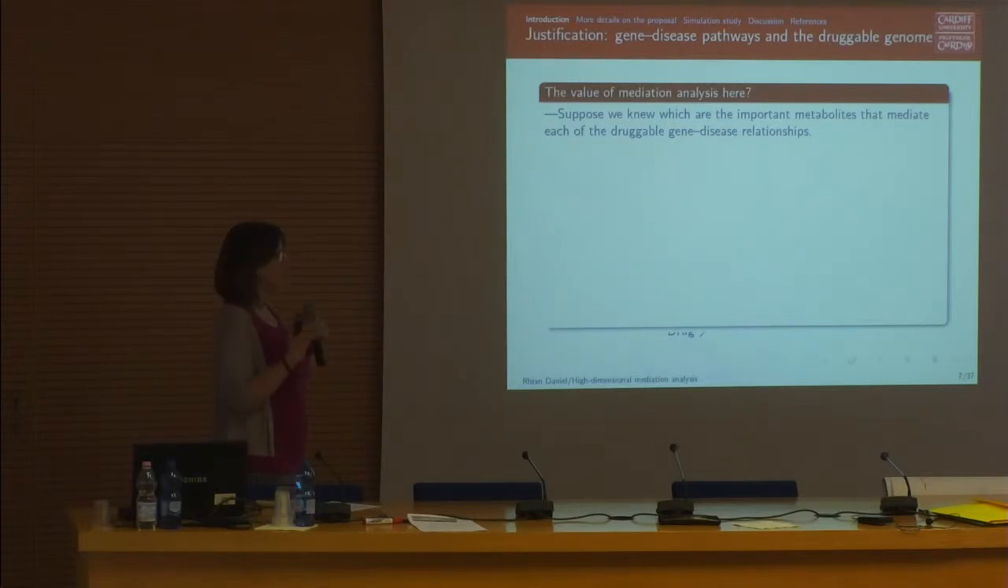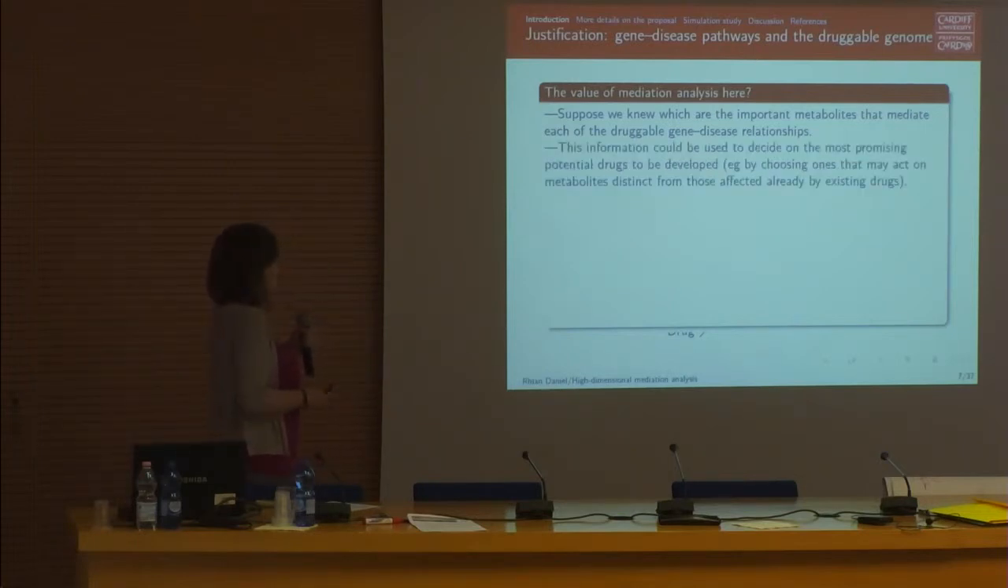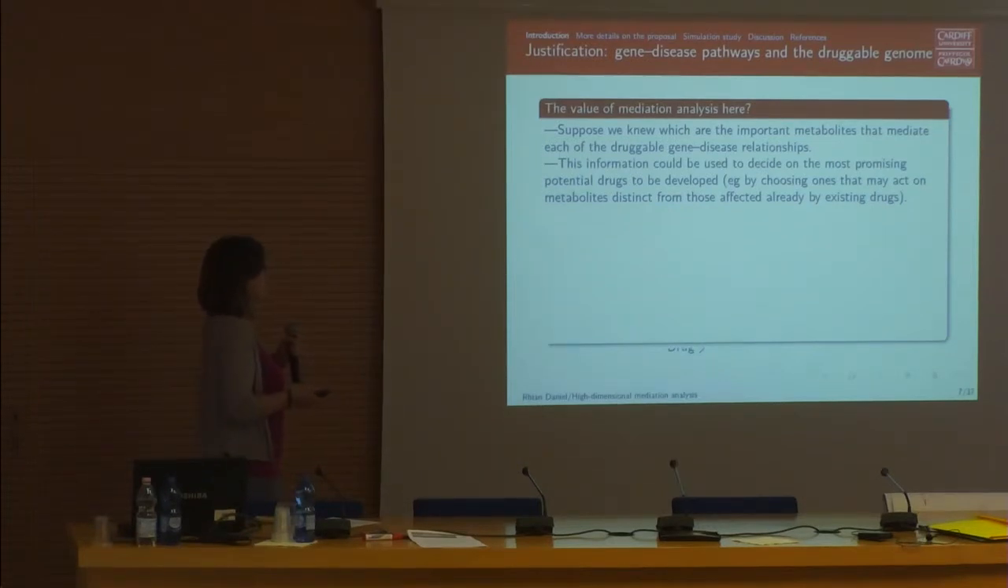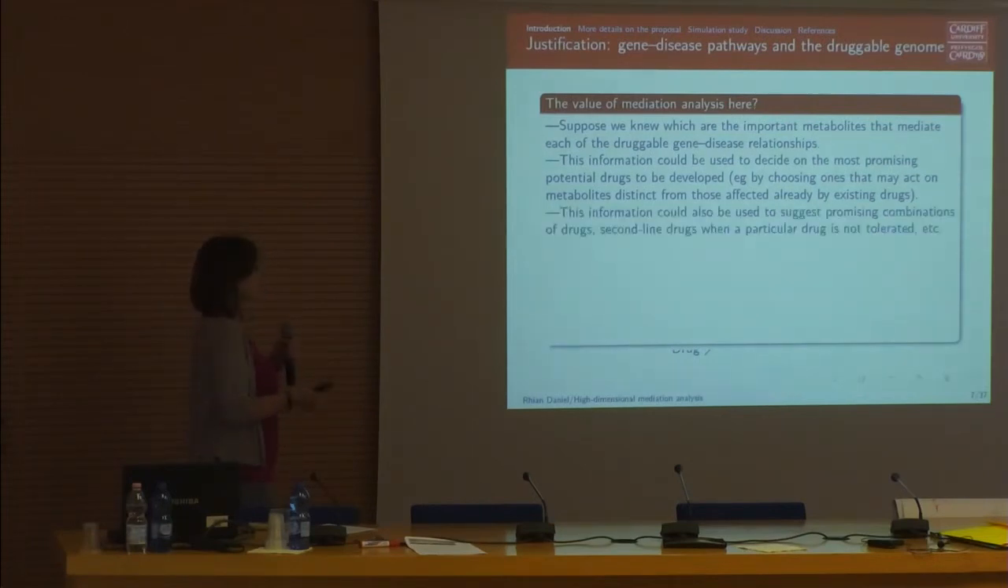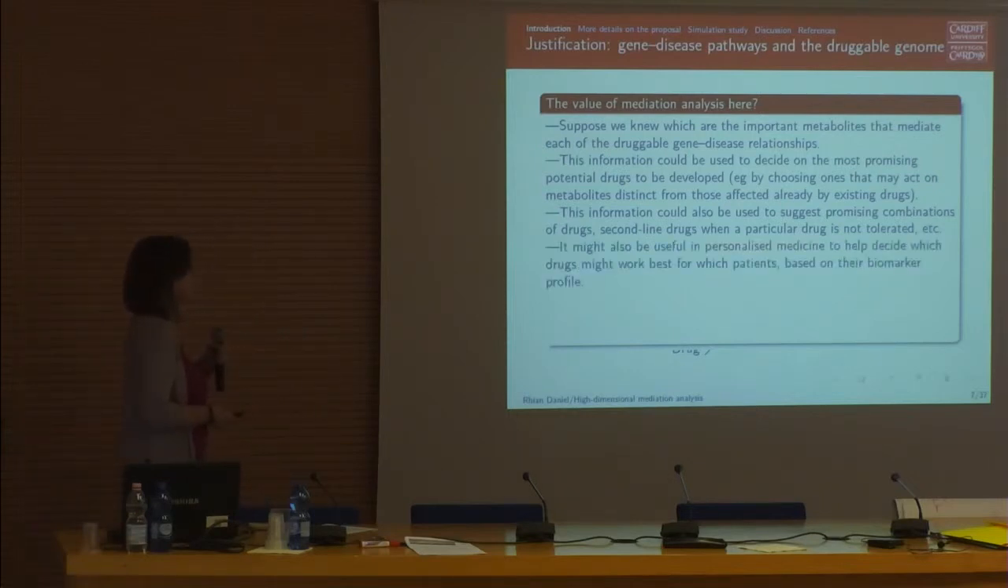And so I think the use of mediation analysis here is therefore linked to this idea that suppose we did know what are the important biomarkers that mediate a particular druggable gene to disease relationship, then that would act as a sort of proxy for understanding what would lie on a causal pathway between the drug, if it existed, and the disease. And this could therefore be used to decide maybe on the most promising potential drugs to be developed, or perhaps to suggest promising combinations of drugs or second-line drugs when a particular drug is not tolerated.